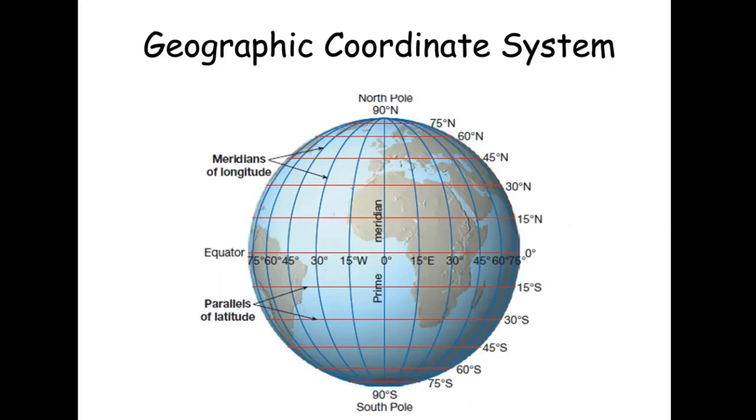The geographic coordinate system is used to define locations on a model of the surface of the Earth. The geographic coordinate system uses a network of imaginary lines, the meridians of longitude and the parallels of latitude, used to define locations on the surface of the Earth.